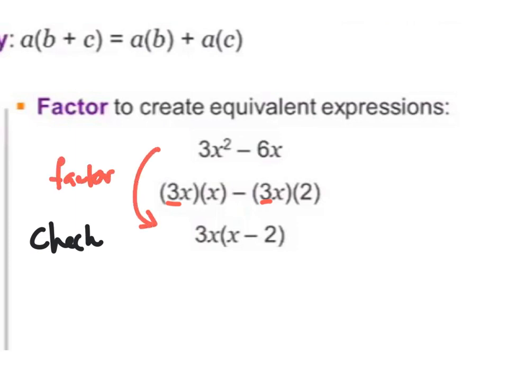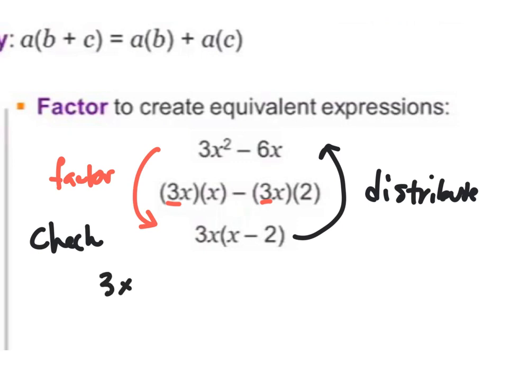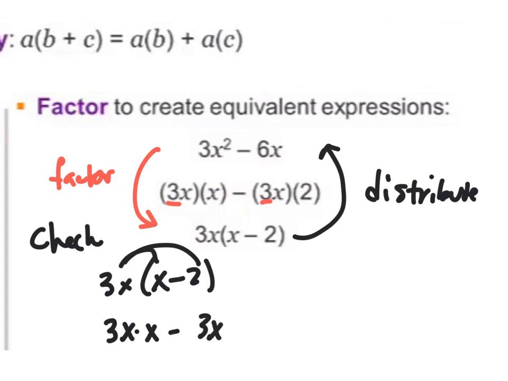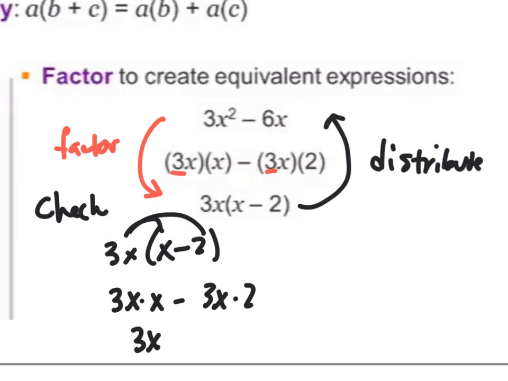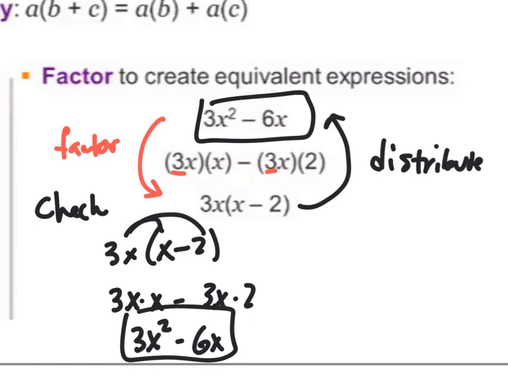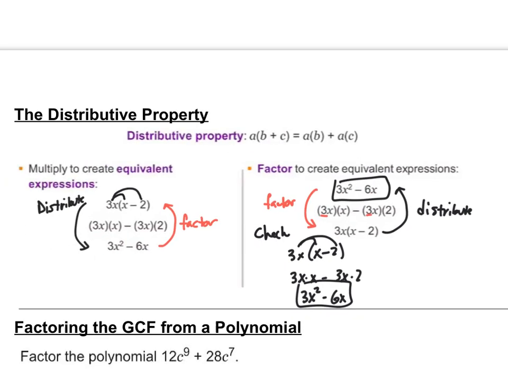Now, the way to check, and remember what we were doing here is we were factoring, we can check by doing the distributive property and going back the same way. So you're just going in a circle. If I wanted to check, I would take 3x times x minus 2, and I would distribute that 3x. I've got 3x times x minus 3x times 2. And 3x times x gives me 3x squared, and then minus 6x, which is the same thing that we started with. So all you're doing is the opposite of the distributive property.